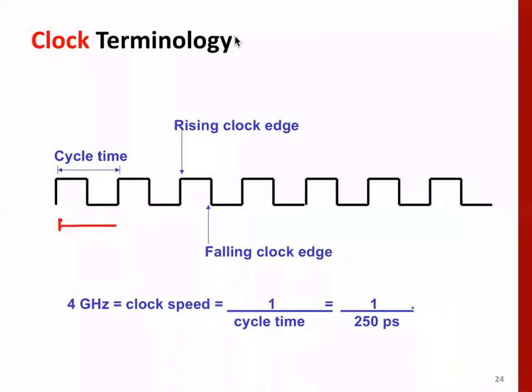This is a cycle time. Two edges are there in a cycle. This is the rising edge and this is the falling edge. In our processor design, we will use only the rising edge. It means that all transitions in a state element will happen only at the rising edge. So it's an edge-triggered device that we will use.